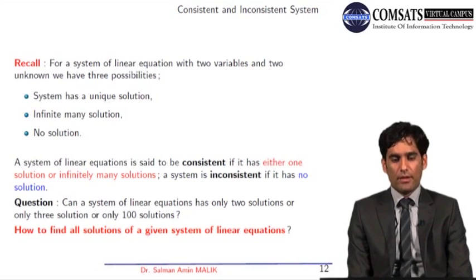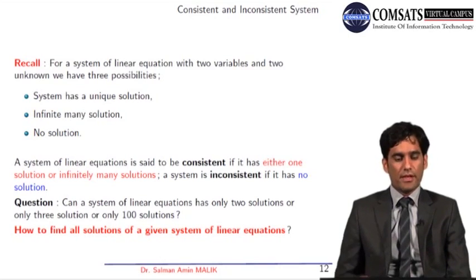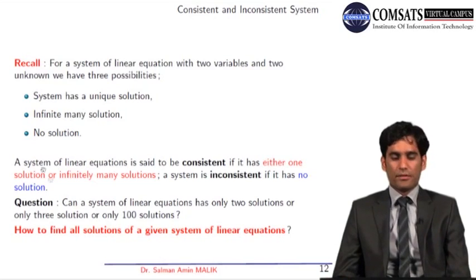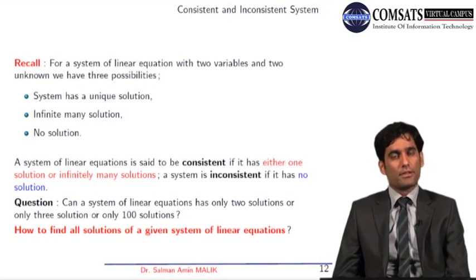I have written here: recall, for a system of linear equations with two variables and two unknowns, we have three possibilities. The system has a unique solution, the system has infinitely many solutions, or the system has no solution. Let's define the terminologies of consistent system and inconsistent system. A system of linear equations is called consistent if it has a unique solution or infinitely many solutions. It means the solution of the system of linear equations exists, and we call the system consistent.